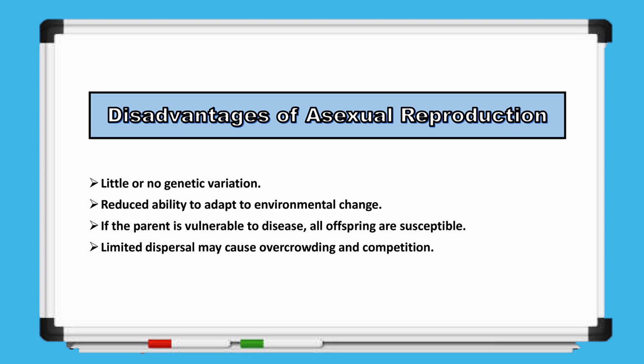On the other hand, the disadvantages of asexual reproduction include very little or no genetic variation, which reduces the ability of the population to adapt to changing environments. If the parent is susceptible to disease, all offspring are also at risk. Additionally, limited dispersal can lead to overcrowding and competition among the offspring.